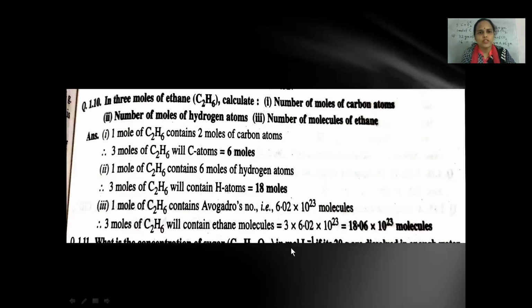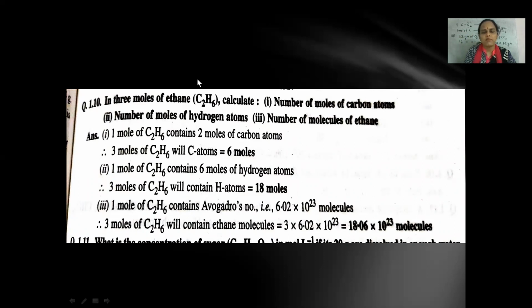Now look at this question. The question is, in 3 moles of ethane, calculate the number of moles of carbon atoms. So here you can see in 1 mole of ethane, there are 2 carbon atoms. Correct? So in 3 moles of ethane, there will be 6 moles of carbon atoms there. So the answer is 6 moles.